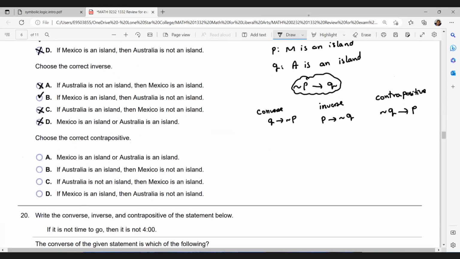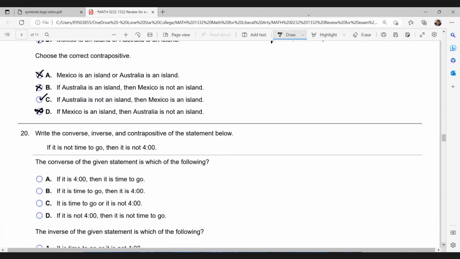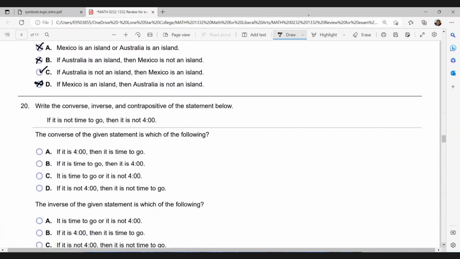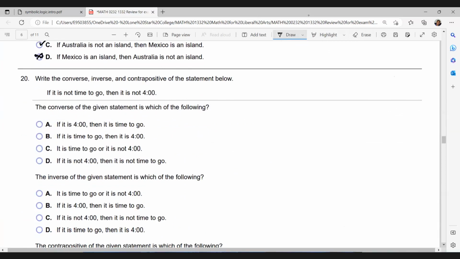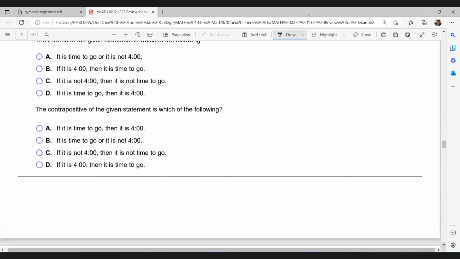And then the contrapositive will be if Australia is not an island, so we need to rule out the others. Okay, so therefore, let's see, moving on to 20, write the converse. More of this. I don't know if I want to do this. I think one example was enough.